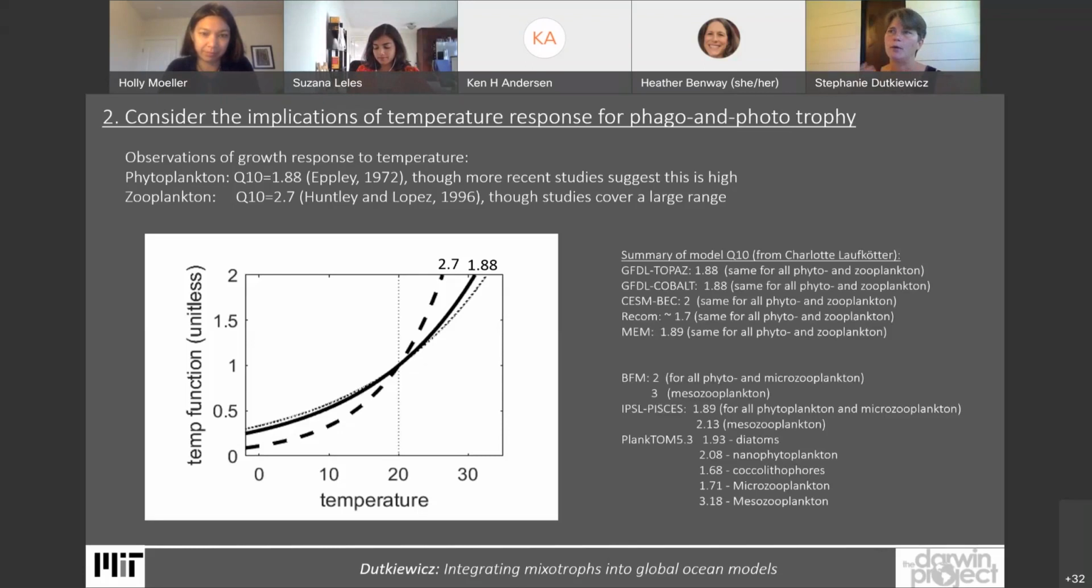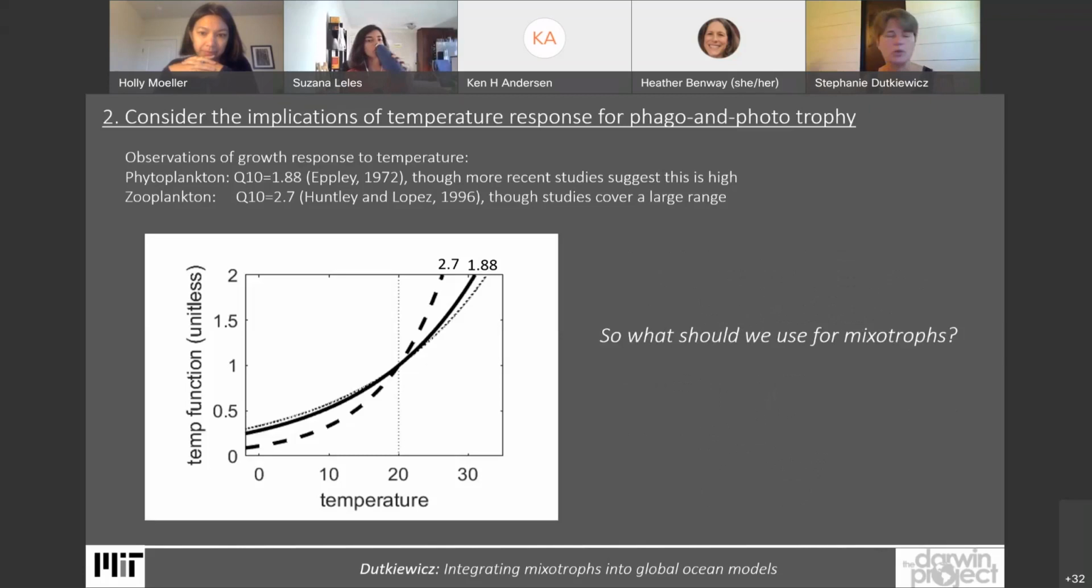But models in general assume the same Q10 for both phototrophs and for zooplankton, although there are a few models that suggest that they may be different ones. But then what do you do for a mixotroph? Because it's doing both. So is it 2.7? Is it 1.88?